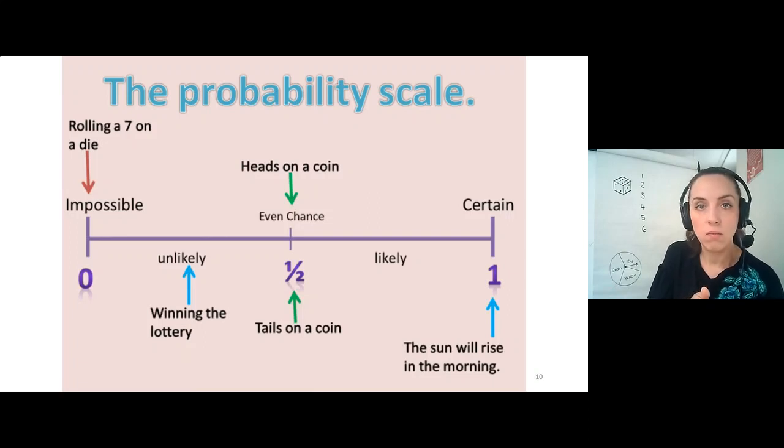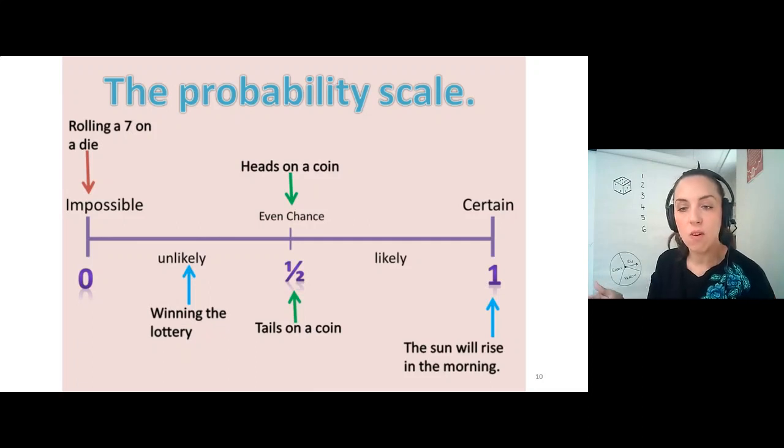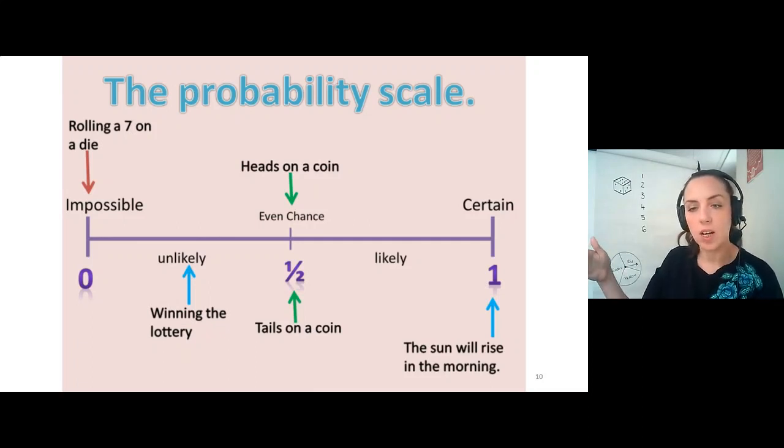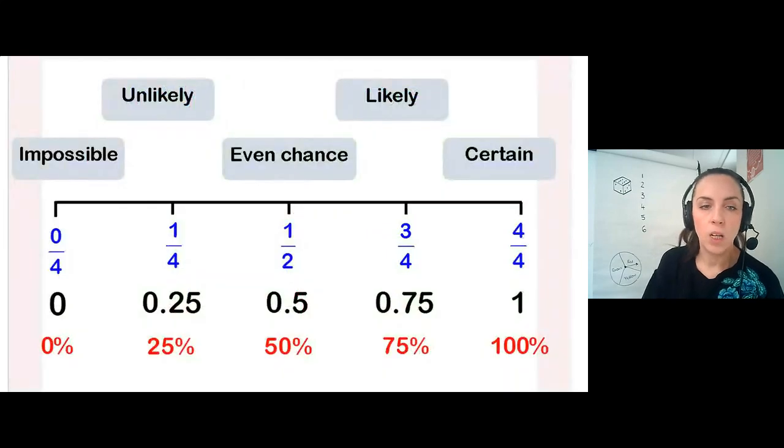It's not impossible to win the lottery. People do. You're just not very likely because so many people play the lotteries, and to win is quite a thing in itself, I suppose. And then in certain, you've got the sun will rise in the morning. So again, right at the other end of certain, that's what you've got over that end as well. One other example coming up as well.